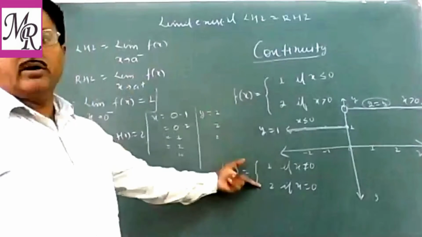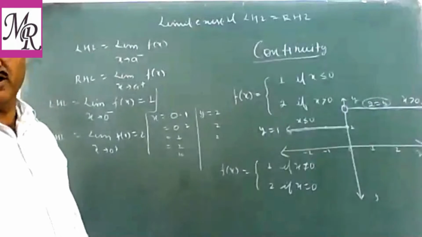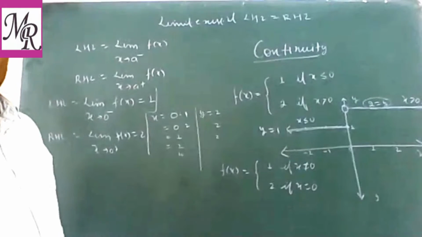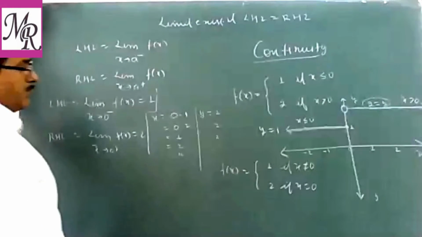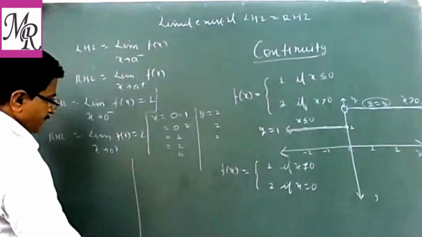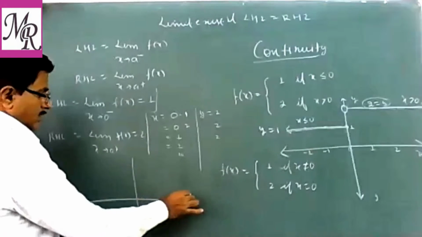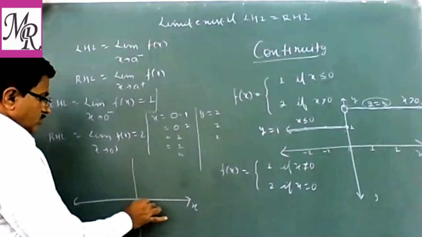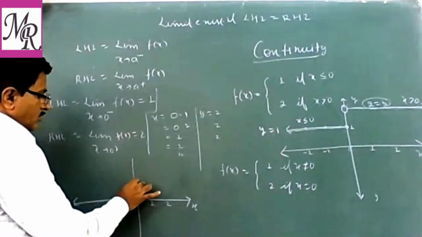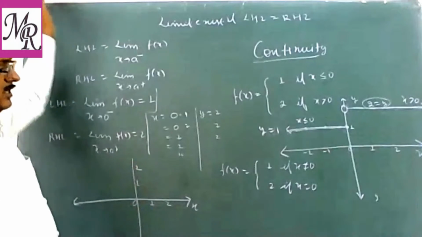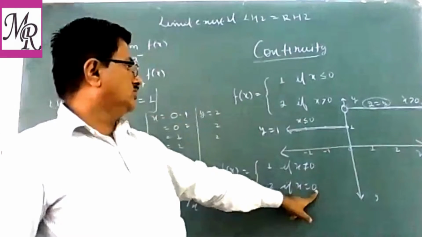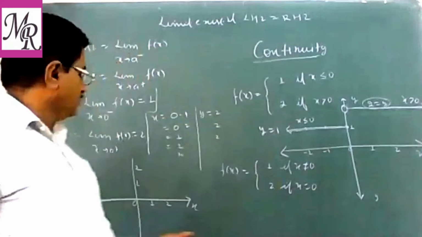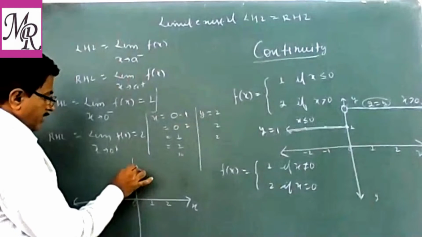So this is similar to this one, but there is a little difference. If you are drawing the graph of this, अगर आप इसका ग्राफ ड्रॉ करोगे क्या करोगे? This is x: 0, 1, 2, 1, 2. Now say when x equal to 0, the value of y is 2. When x equal to 0, y is 2.